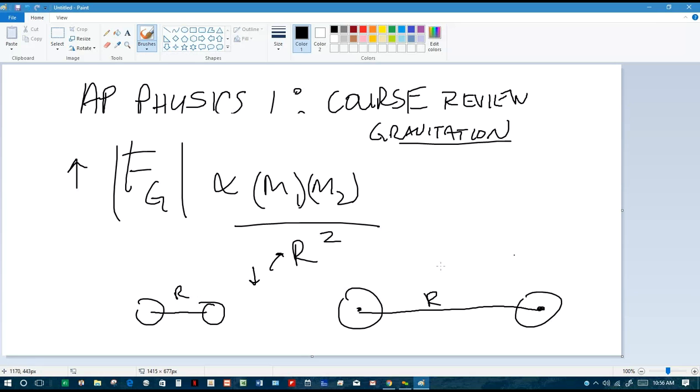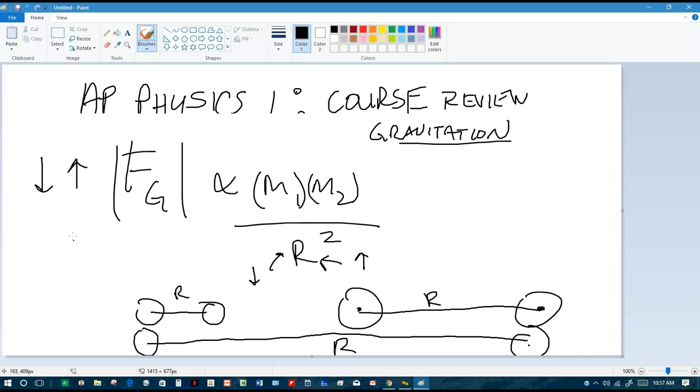And conversely, if these two things got much further apart, from here all the way to here, then r is now really large, and if the r, the denominator, increases, then the gravity force will decrease, again, because they're inversely proportional. And so that is giving the sense that gravitation is a proximity force. Proximity means it's local. It depends on how far away you are. If you're really, really close, the force is really strong. If you're really, really far away, the force is very weak, like magnets, very similar.